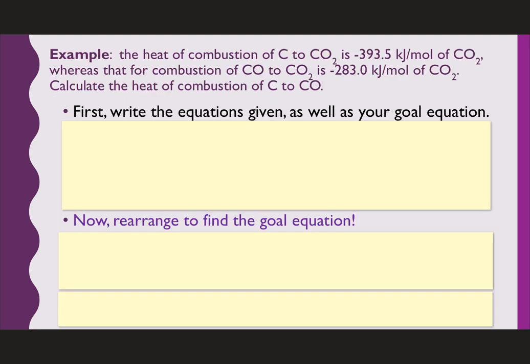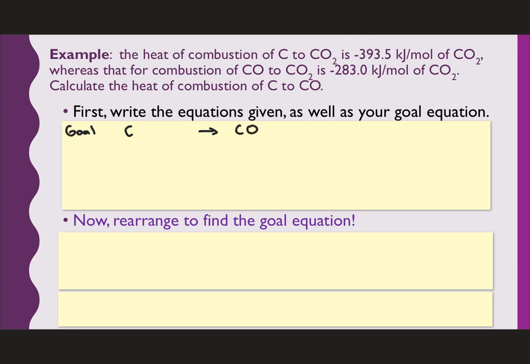Second and final example, the heat of combustion of carbon to carbon dioxide is negative 393.5 kilojoules per mole of CO2, whereas that for combustion of CO to CO2 is negative 283.0 kilojoules per mole of CO2. Calculate the heat of combustion of C to CO. So first thing we need to do is write our goal reaction, and it says the combustion of C to CO.